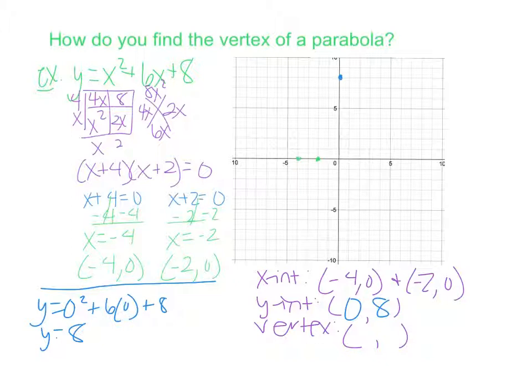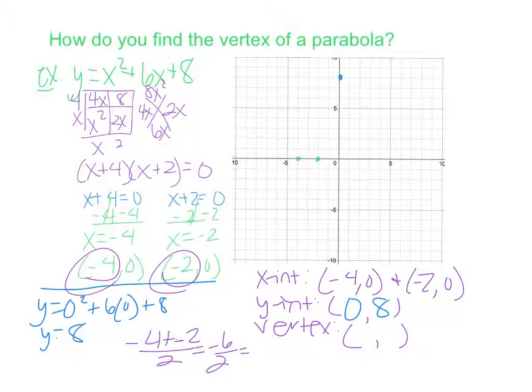So for the vertex, we want to find that lowest or highest point of the parabola. In this case, it's the lowest point, and it needs to be on that line of symmetry. So we are going to take the x-intercept points, negative 4 and negative 2, and we're going to add them together. So negative 4 plus negative 2, and then we're going to divide them by 2. So we're going to take their average, so negative 6 divided by 2 is equal to negative 3. This is the x value of our vertex.